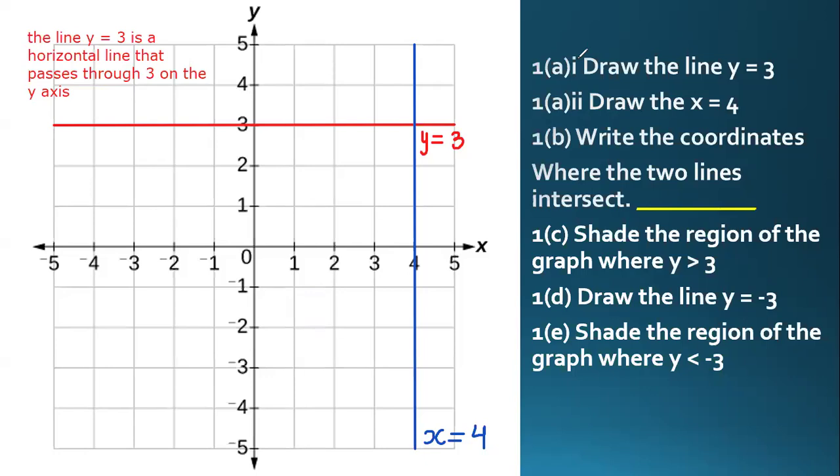Is y always horizontal and x always vertical? Yeah, that's correct. The only difference is when it says the x-axis and the y-axis, but if it says x is equal to a number, that's always a vertical line passing through that number. If it says y is equal to a number, that's a horizontal line passing through that number. All right.